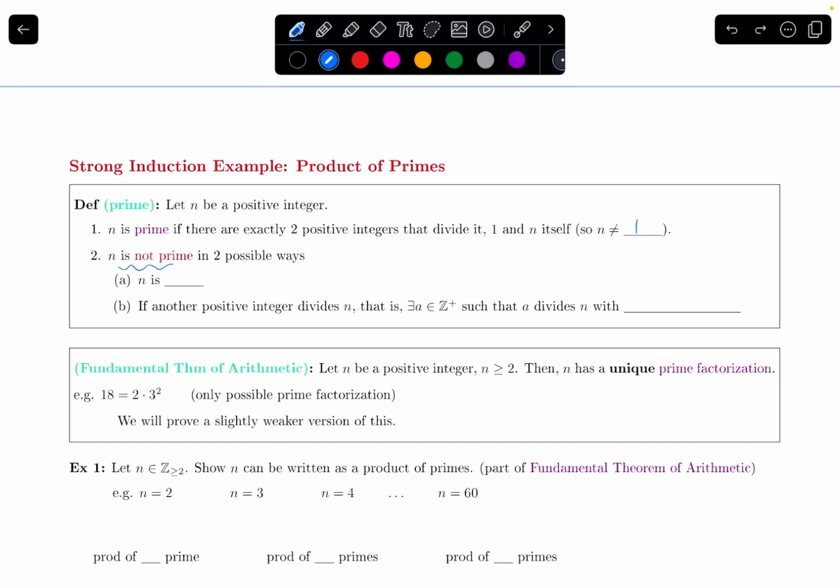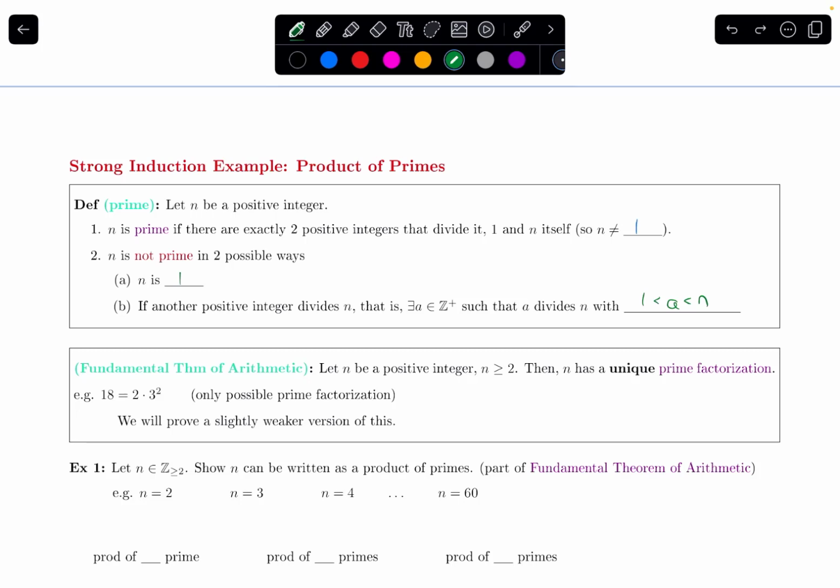So a number is not prime in two possible ways. Either if that integer is 1, or if there's another positive integer that divides n. In other words, if there exists some positive integer a that divides n. And when that happens, that a will be between 1 and n. That's something that we could show, but I'm just going to accept that as a given here, that if there is this third integer that divides n, it'll be between 1 and n.